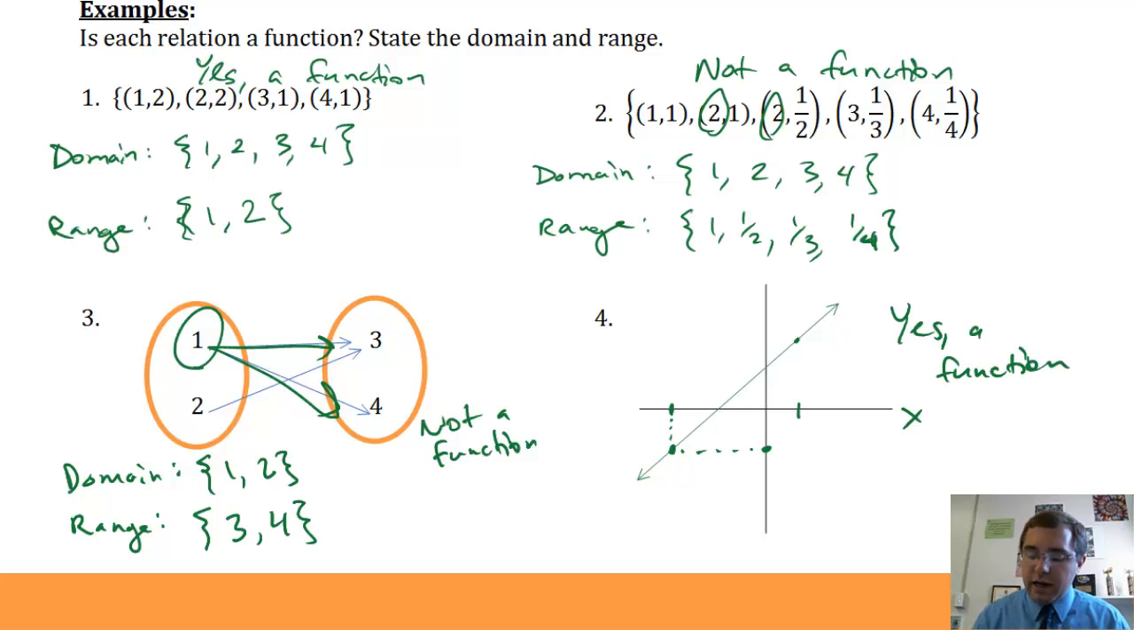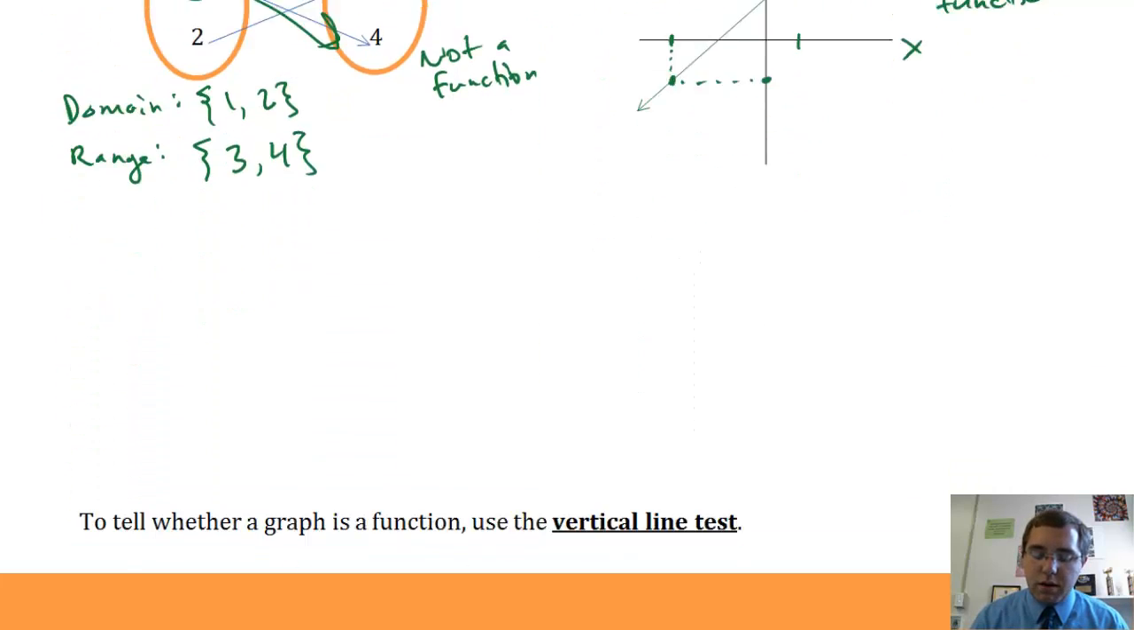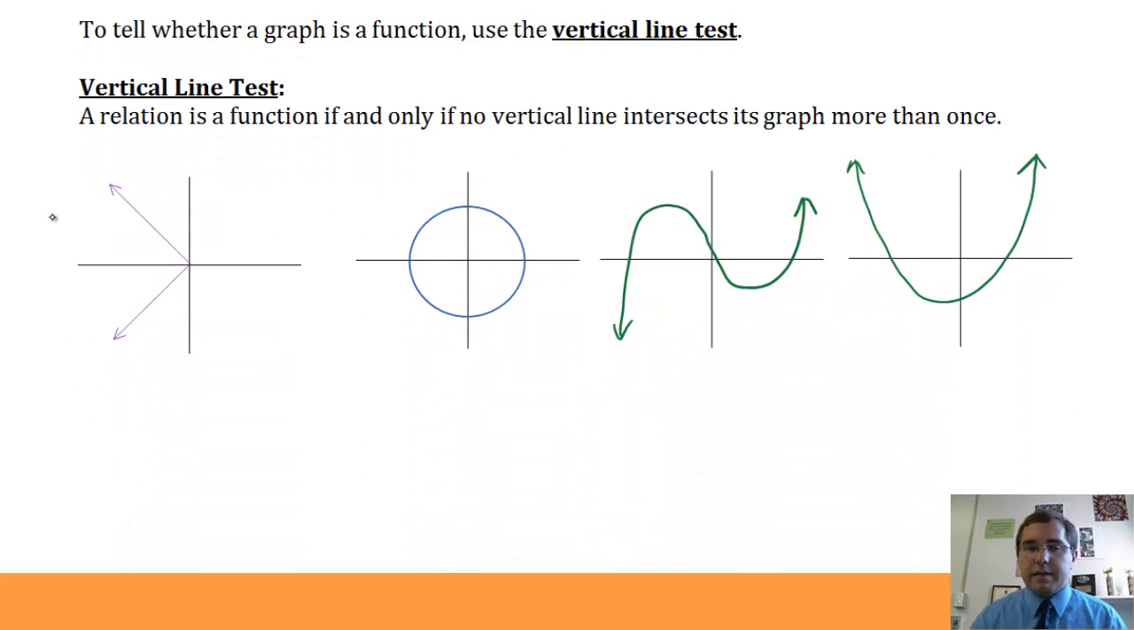Now to tell whether or not a graph represents a function, we have something called the vertical line test. What that says is, if I take any vertical line and I pass it through my graph, if that vertical line ever crosses my graph more than once, it's not a function. If there's any place I can put my vertical line where it crosses my graph more than once, then my graph is not a function. If everywhere I can put the vertical line it only crosses my graph exactly once, then it is a function.